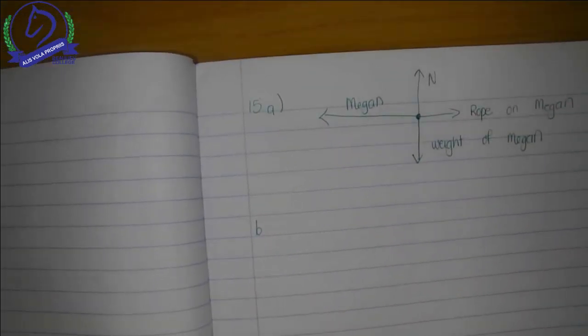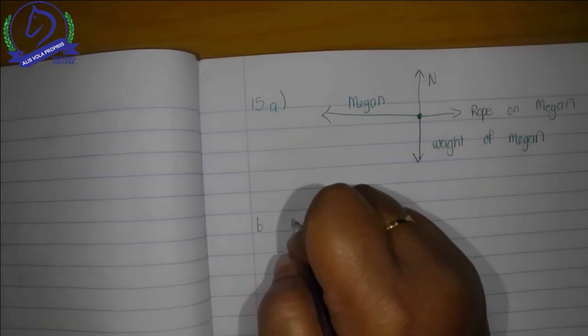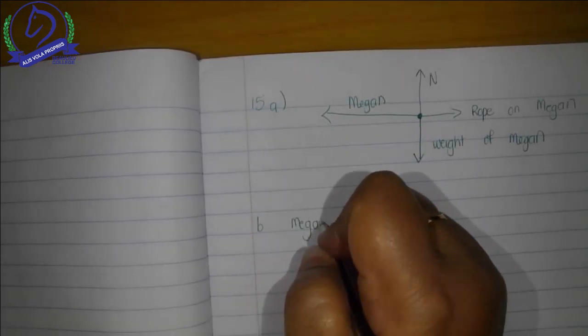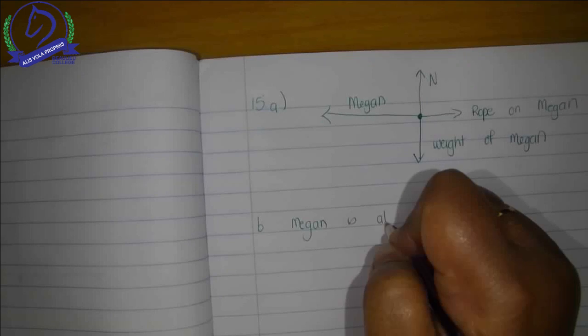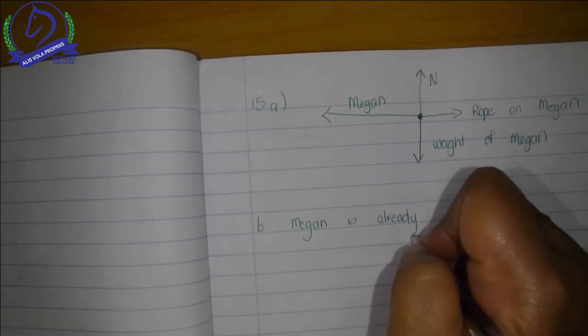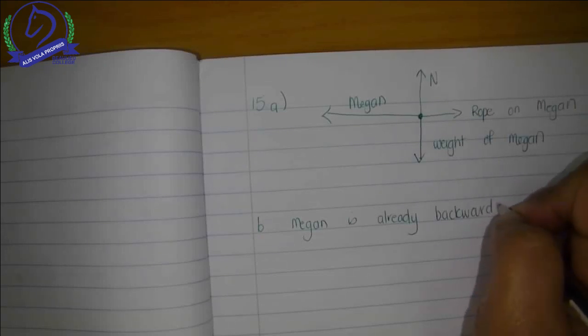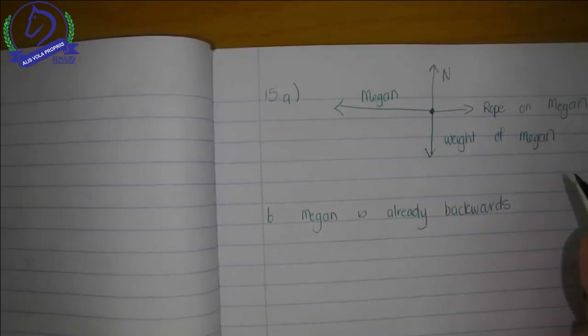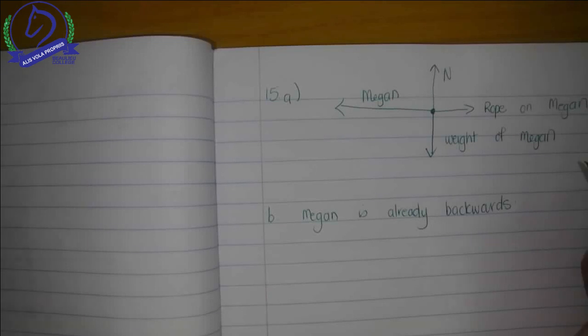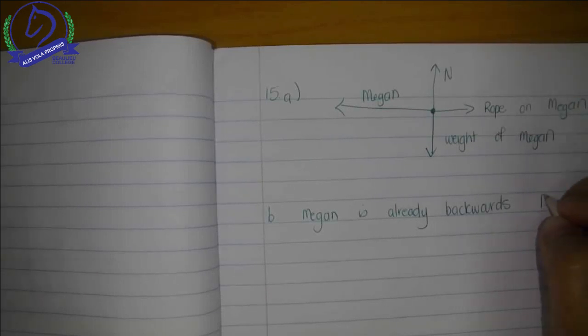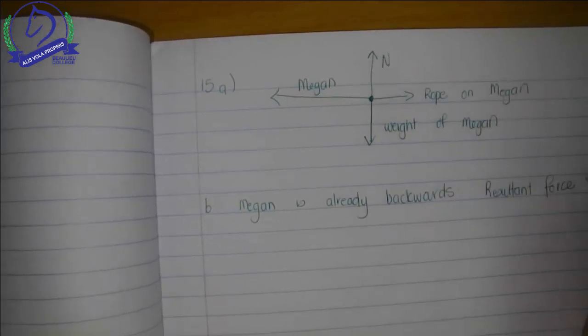The second question there was about, according to Newton 3, the force which Megan exerts on Peter and Peter exerts on Megan is the same. Explain how Megan can win. From the diagram, you can see that Megan is winning. Why? Because Megan is already moving backwards. So you can see that there is definitely a resultant force acting on her.